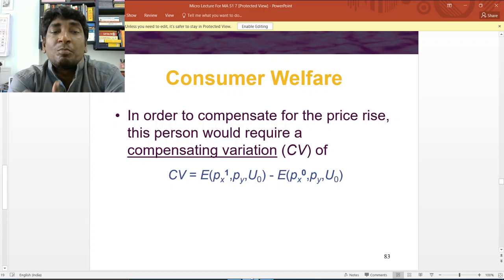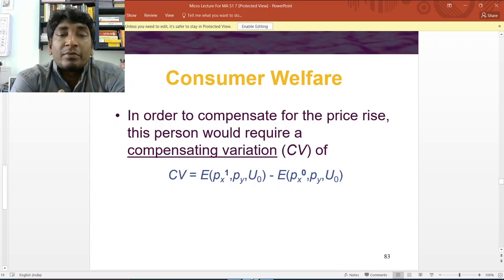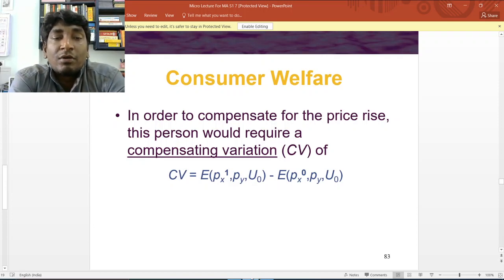So in order to compensate for the price rise, this person would require a compensating variation.